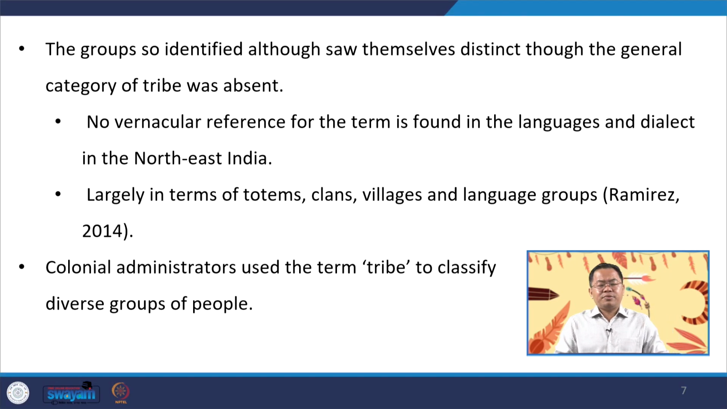So, in India today, we have more than 750 communities who are recognized as scheduled tribes, and I will come to these facts in the later part of my slides. However, it is also important to know that the groups identified as scheduled tribes have never identified themselves as tribe as such, in a sense that the general category or the term tribe was absent in the vocabulary of the people who are identified as scheduled tribes.